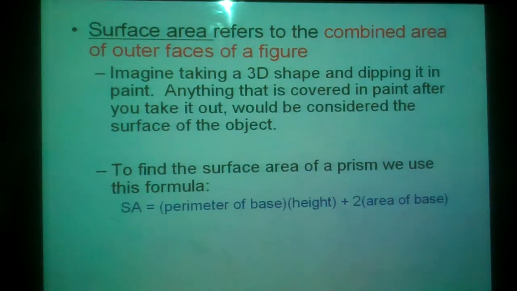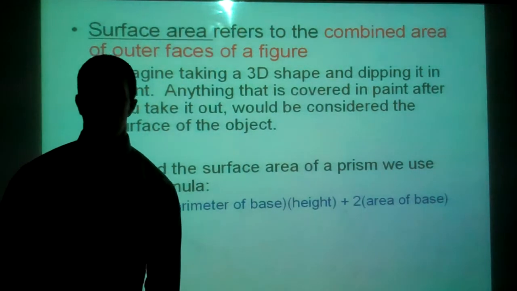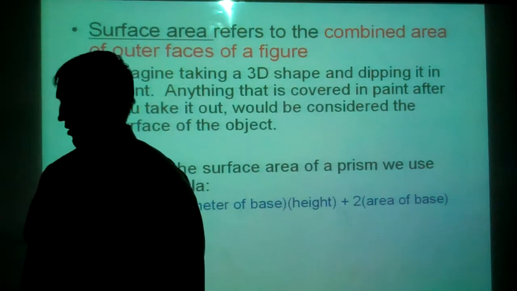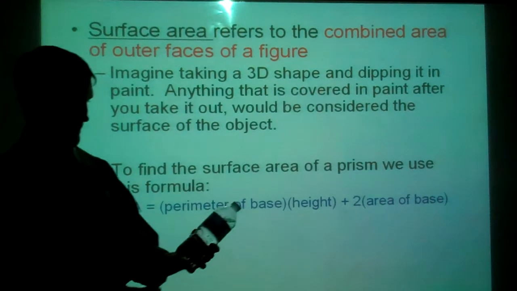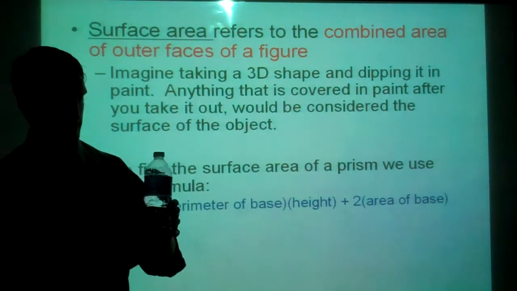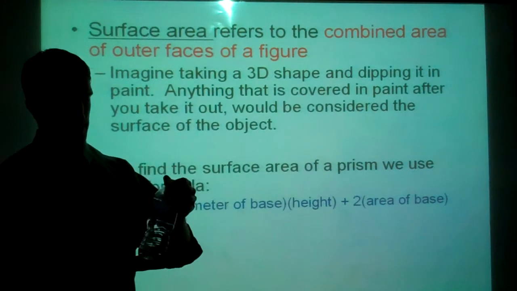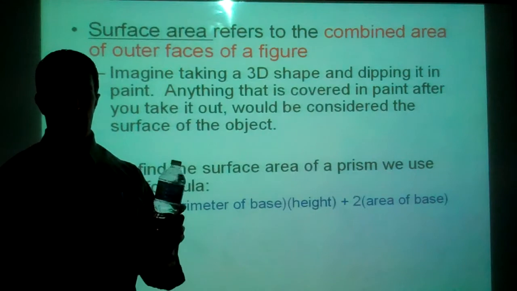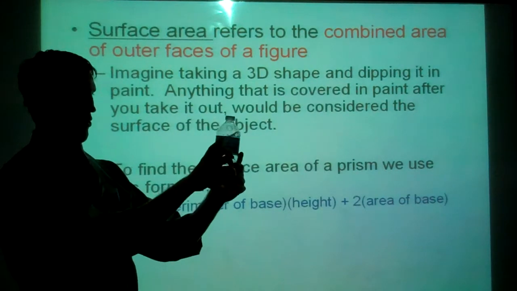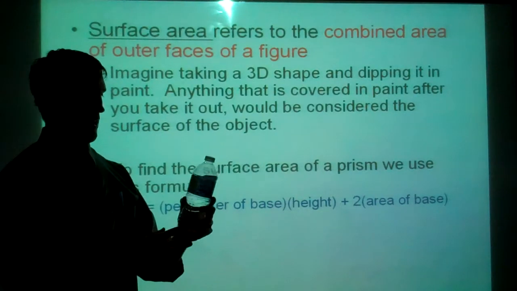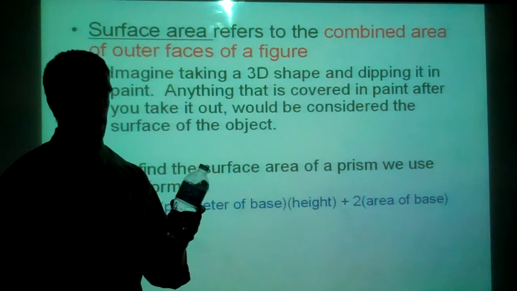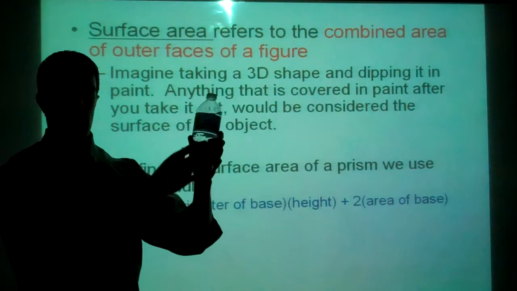So imagine taking a 3D shape, and it could be any shape. The one that I've been using is my water bottle. Three-dimensional shape, closed on the top, closed on the bottom. When we talk about volume, we talk about how much water we can fill this thing with. That's volume, how much you can fill up a space. But when we're talking about surface area, we're talking about the outer surface of it.